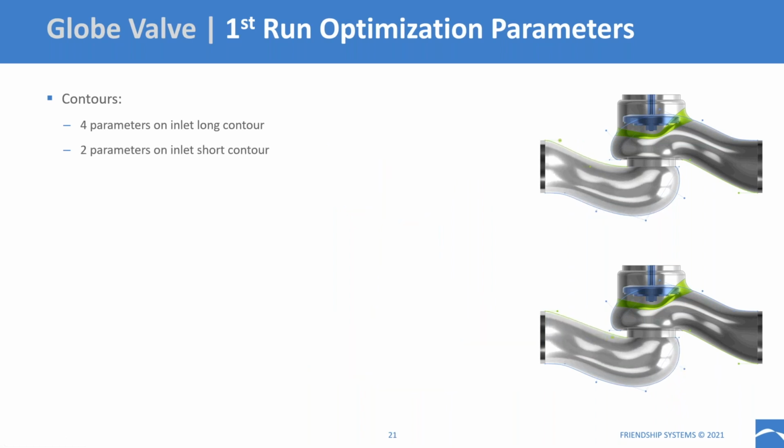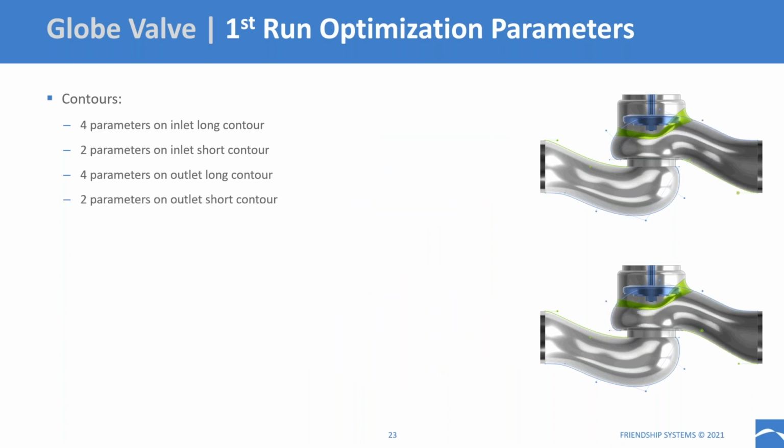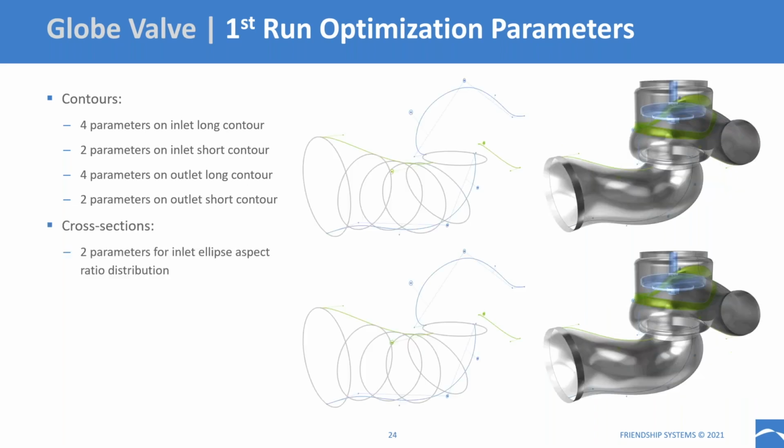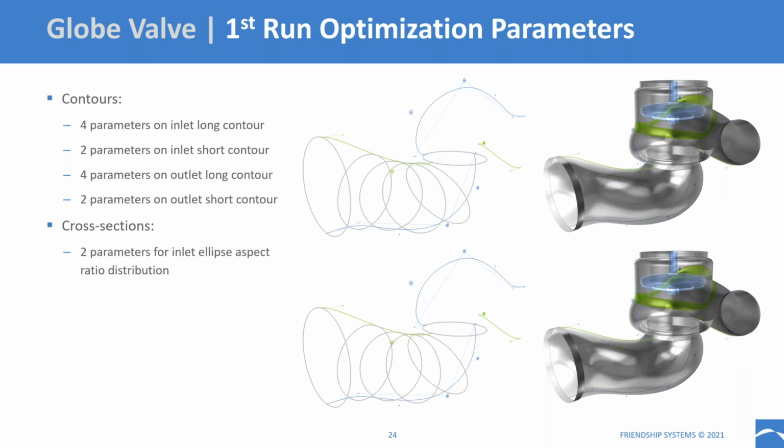We have 2 more parameters for the short contour of the inlet part, and 4 parameters on the outlet long contour. So basically the same parameters as for the inlet part, just up there. And 2 parameters for the short contour of the outlet. And then we have some additional parameters that control the shape of the cross sections.